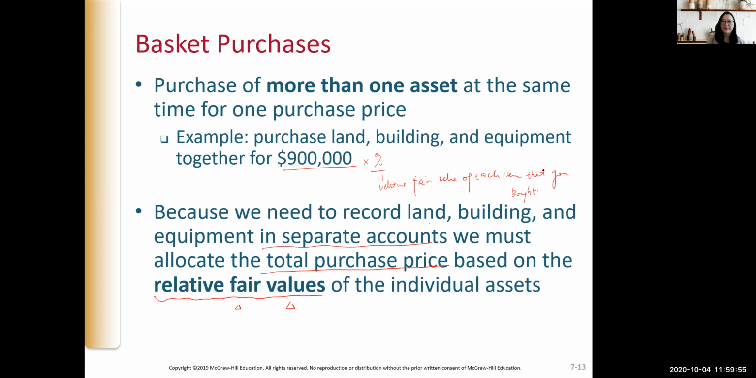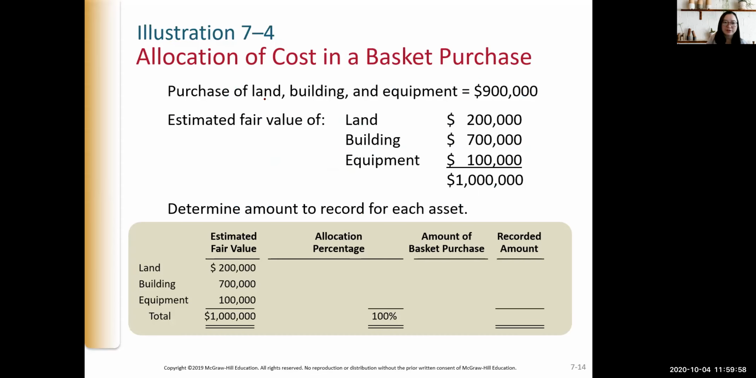Okay, we will see an example. For example, if you purchase all three for 900,000, and then you ask an appraiser, hey, please appraise the land, the building, and the equipment for me. And you find out the fair value of the land is 200,000, the building is 700,000, the equipment is 100,000, and the total fair market value is 1 million, and you only paid 900. That means you got a good deal, but at the same time, you can only allocate this 900. This is what you paid, right?